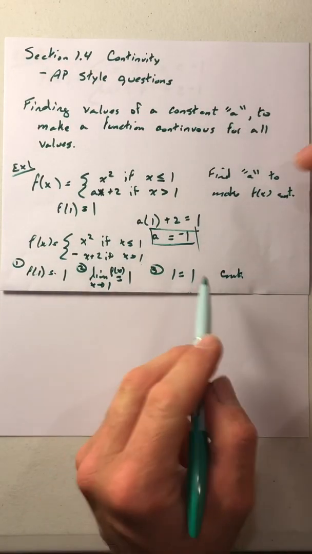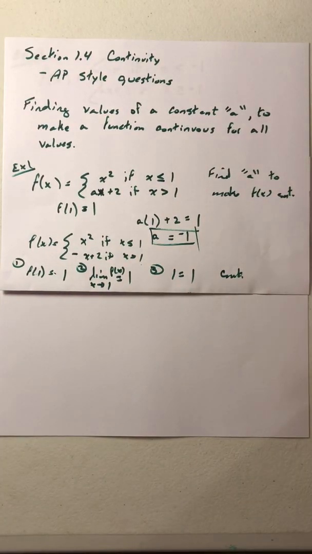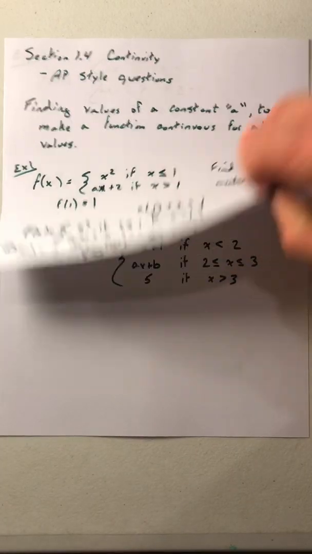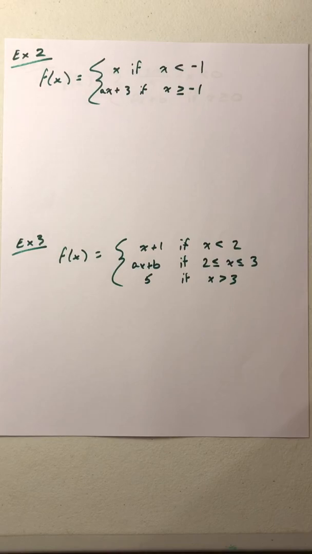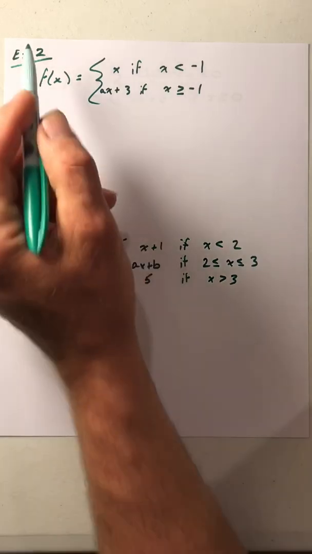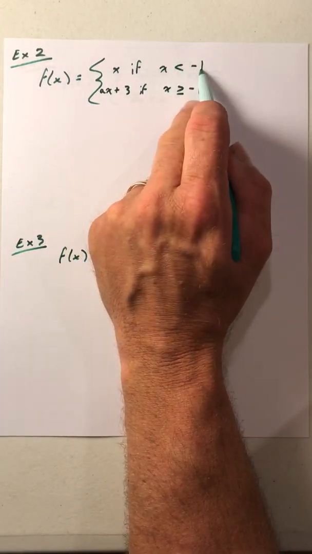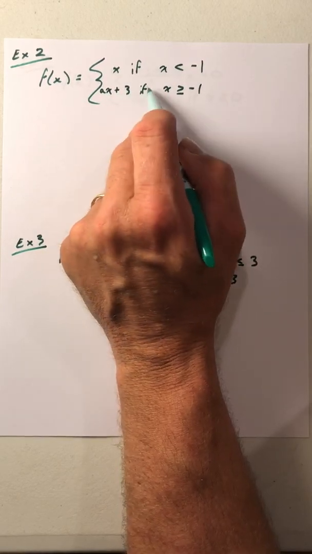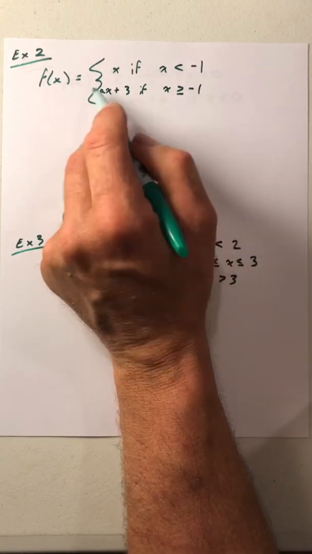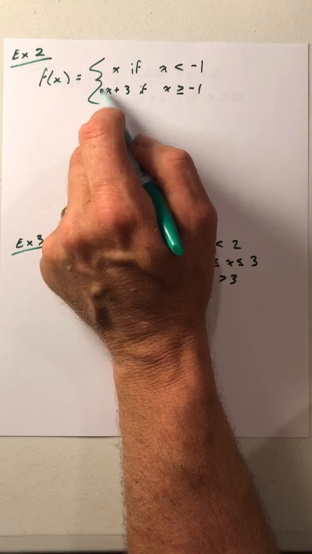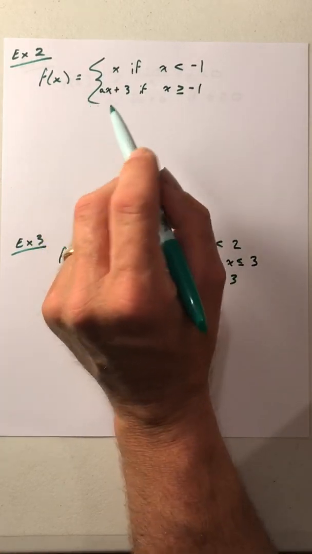We don't necessarily have to do all this checking, but it gives you an idea of what we're looking for. These problems can get progressively more difficult, so let's go ahead and run through a couple of them. I have just 4 examples for you today to look at. In example 2, here we're given x if x is less than negative 1, and ax plus 3 if x is greater than or equal to negative 1. Again, we're finding that a value to make this a continuous function.